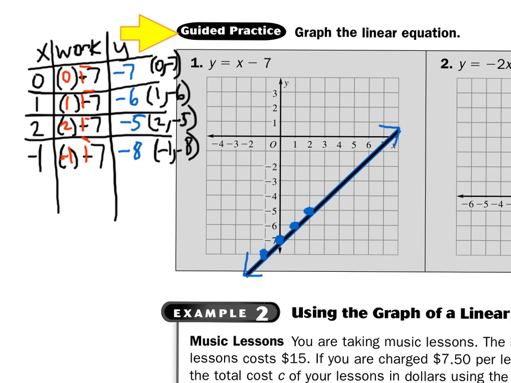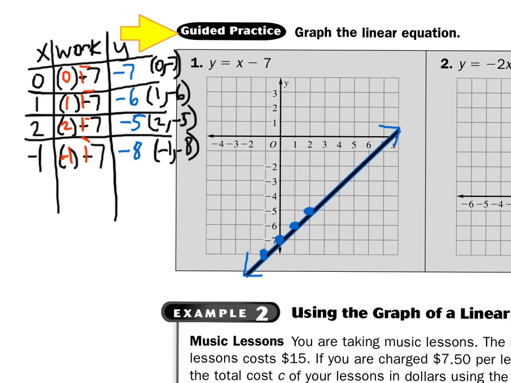Okay, let's graph the next point, 1 comma negative 6. So start at the origin, move to the right 1, and then get in the elevator and go down to negative 6 and draw your point. And then let's graph 2 comma negative 5. So start at the origin, go to the right 2, then go down to negative 5 and draw your point. And then let's graph the last point, negative 1 comma negative 8. So start at the origin, go to the left 1, and then drop down to negative 8 and draw your point.